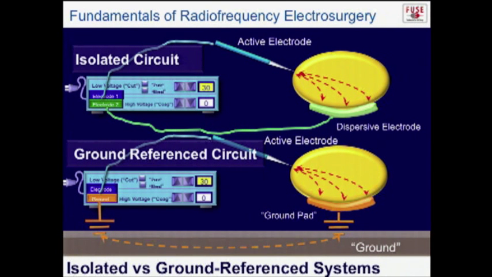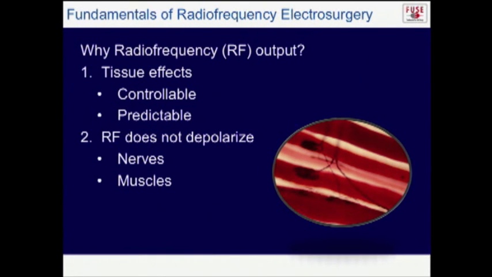There's an active electrode, a dispersive electrode, a patient, the wires connecting to the electrosurgical generator; it's isolated. In the old days, there was only really one wire, and the patient was grounded, the instrument was grounded, and the electricity had to get through ground. So you can imagine what types of voltages you might have needed.